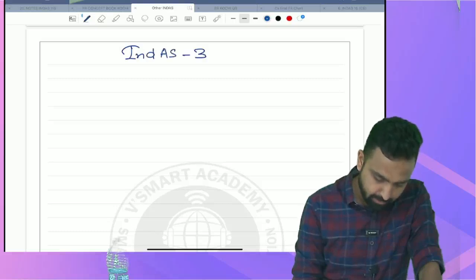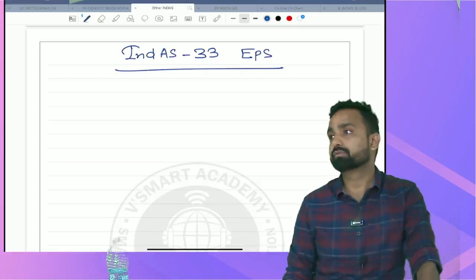INDAS 33. Earnings per share. Any doubt?